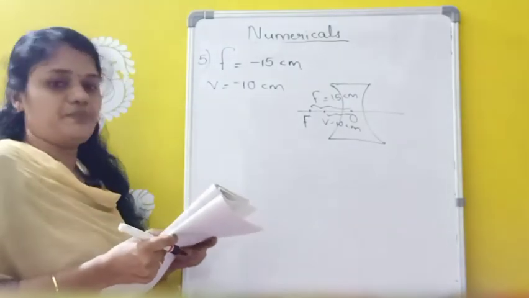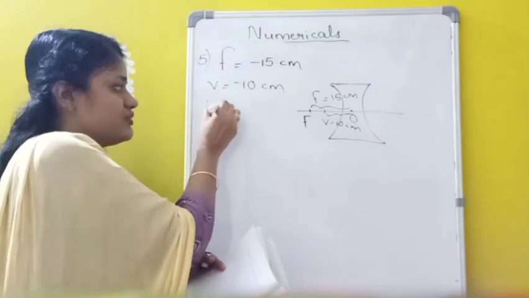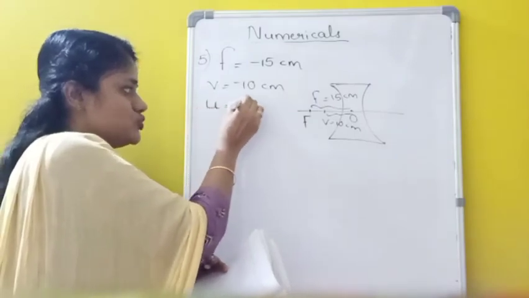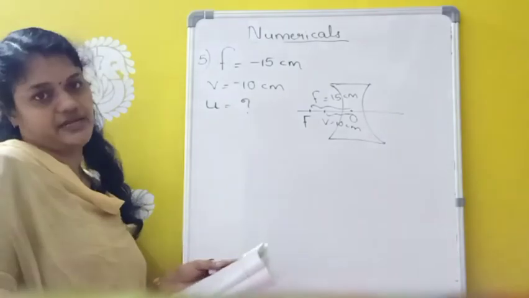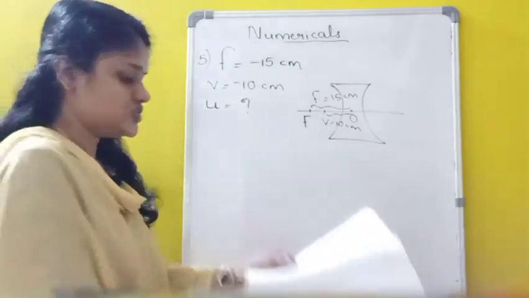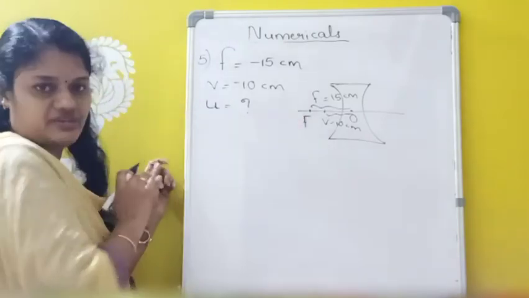How far is the object placed from the lens? That means U, object distance, we have to find out. And also we have to draw the corresponding ray diagram. Okay, this is the question. So first of all, we have drawn a rough diagram here.